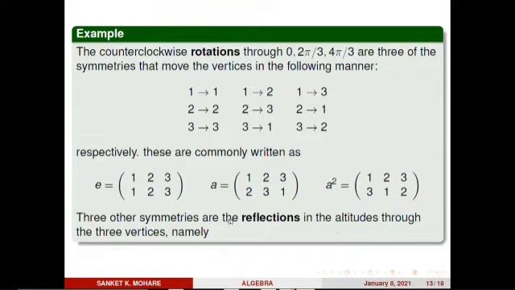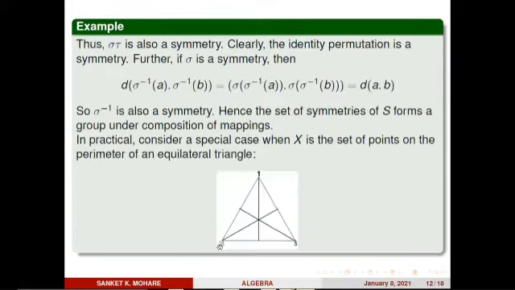Reflections in the altitudes through the three vertices. Okay. So how many vertices? So these are three vertices, 1, 2, 3. So okay, so these are these altitudes. Okay, through these vertices I have three altitudes. Through 1 this altitude, through 2 this altitude, and through 3 this altitude.